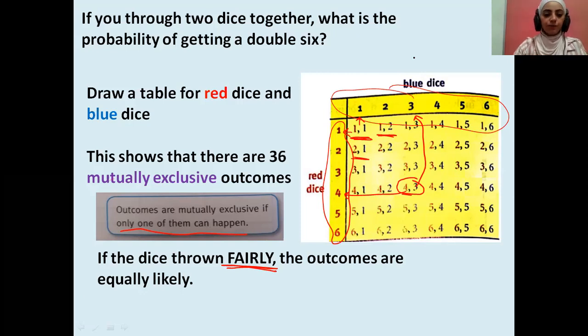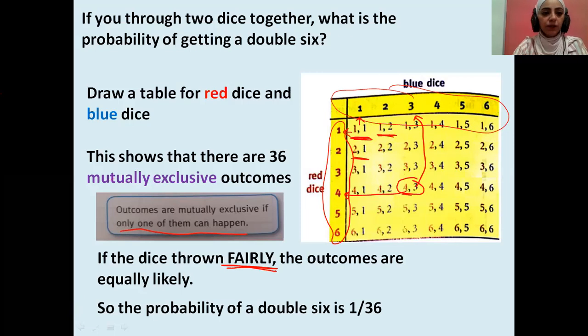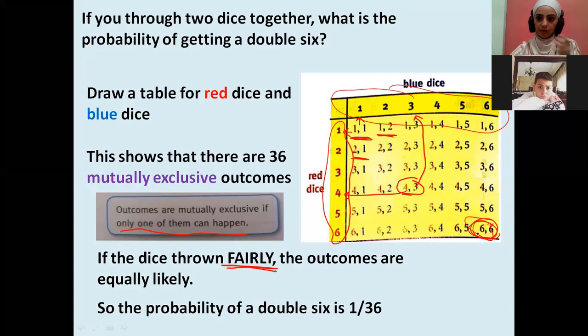So what we need in the question, if you threw the dice, what is the probability of getting a double 6? A double 6, like 6 with 6. 6 from the blue dice and 6 from the red dice. So this is it. We can see it in the end of the table. This is 6 with 6. Is there any other 6 and 6? No, this is the only option.